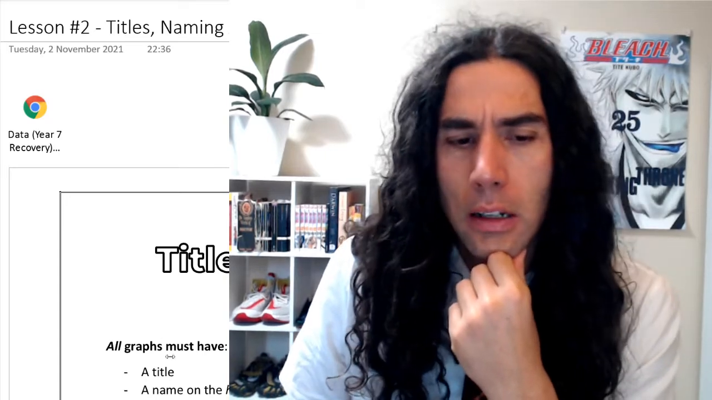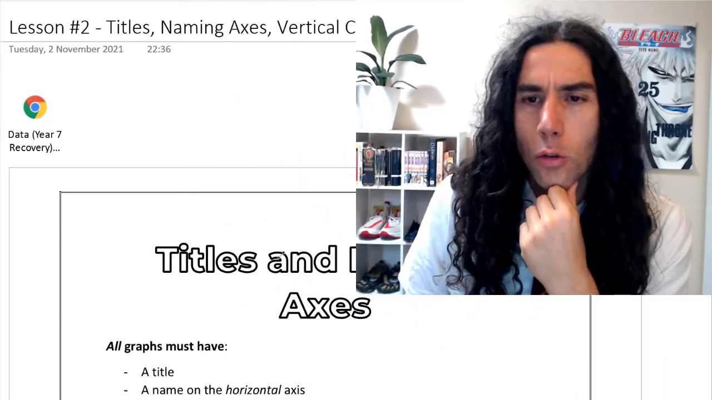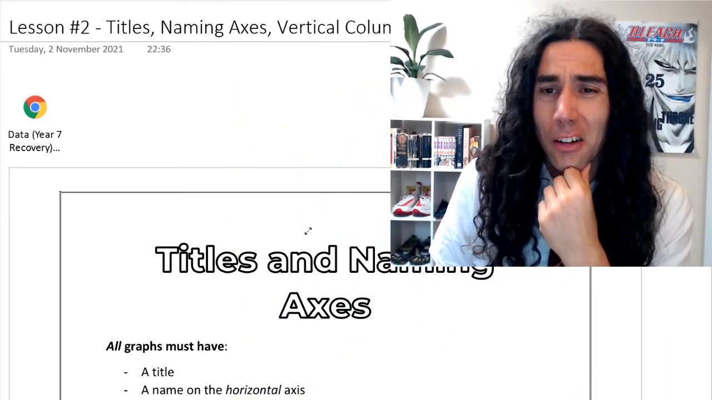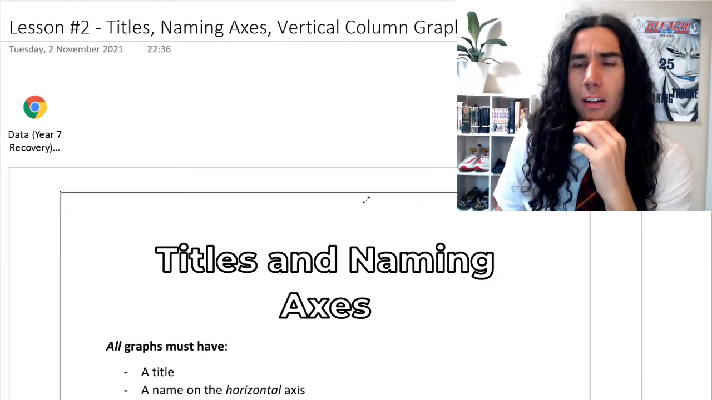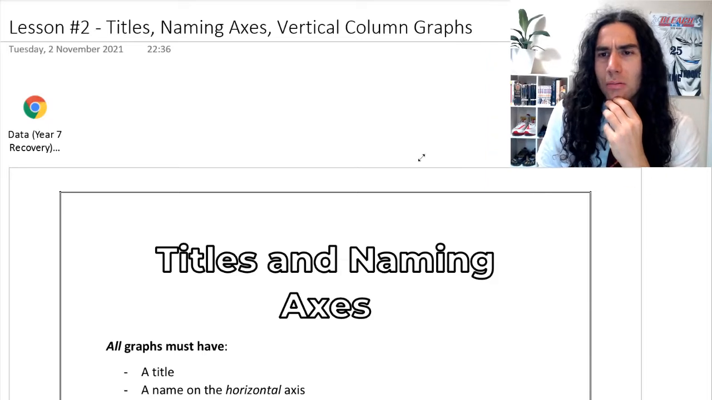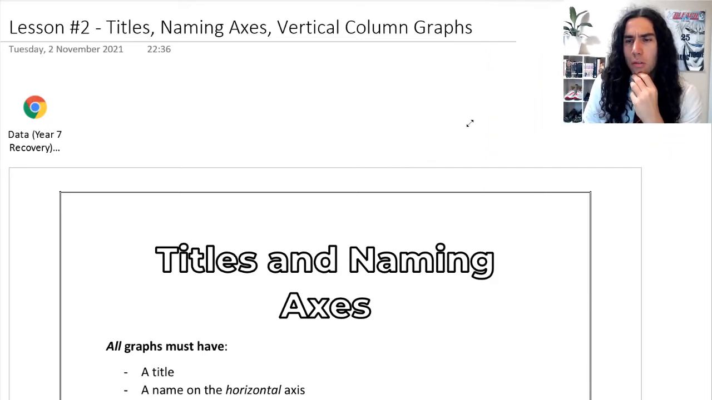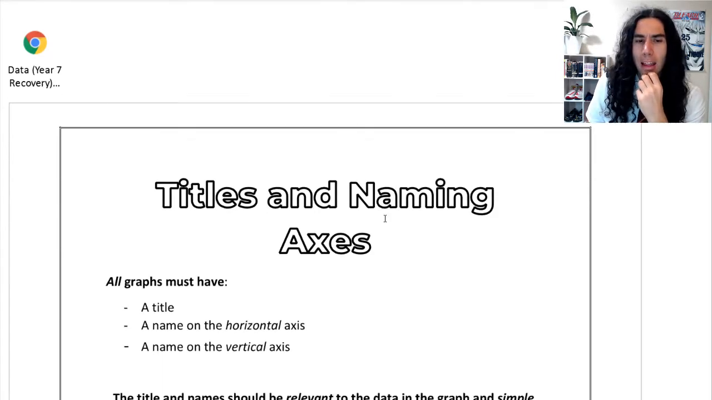This one, ooh, I don't think it's too tricky. I'll show you. We're giving graphs titles. We're naming the axes on the bottom and on the side. And we're doing some graphs, column graphs. They're normal graphs, nothing too crazy. We're going to get into it. First thing up, titles and naming axes.